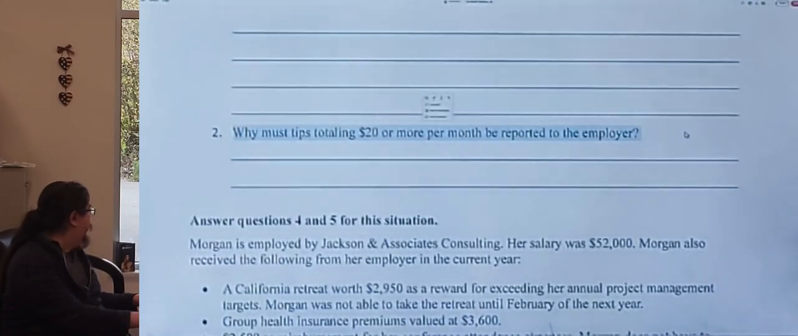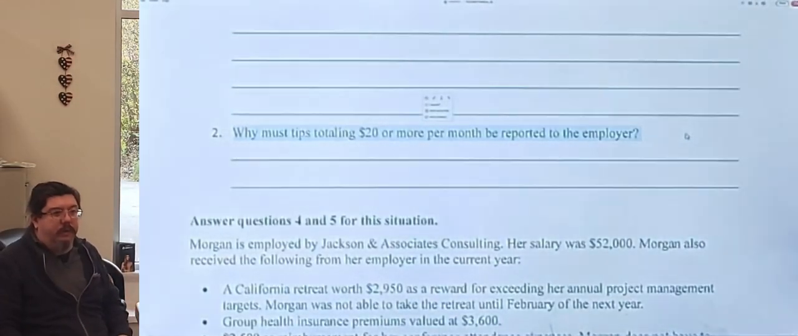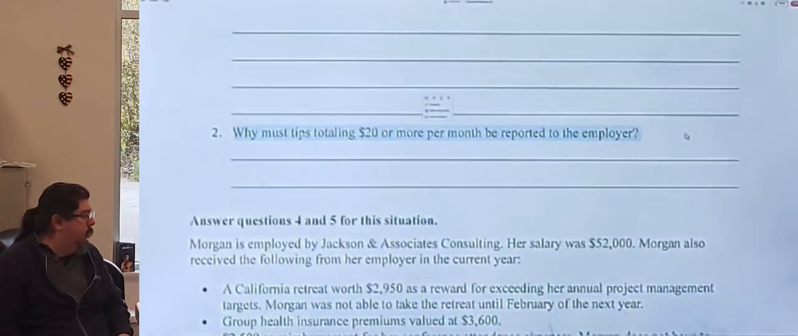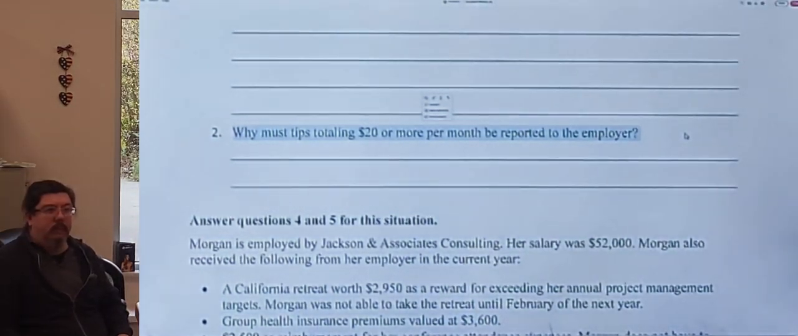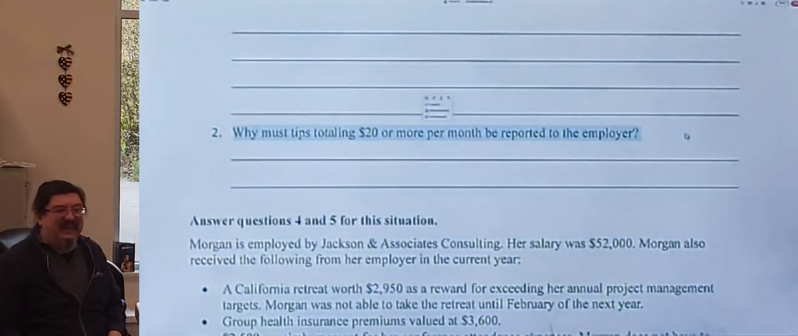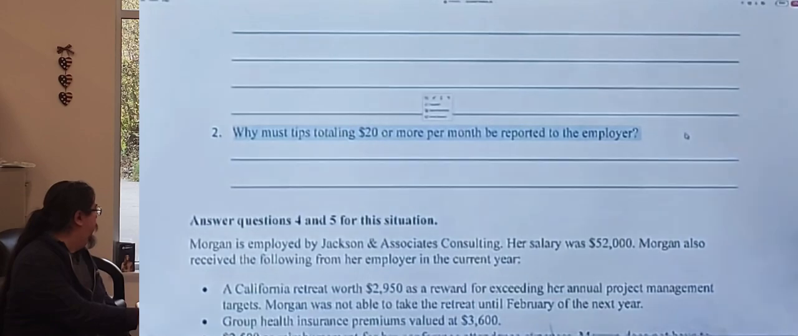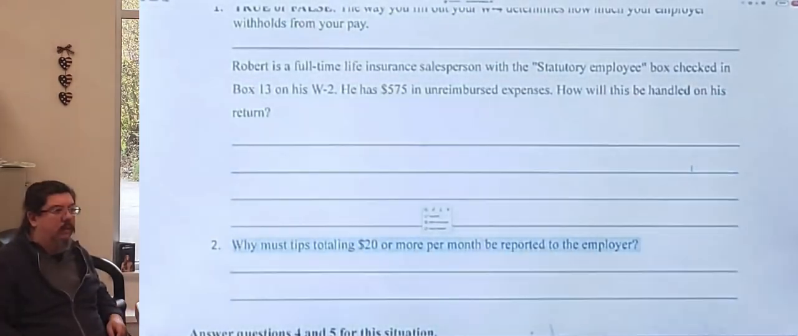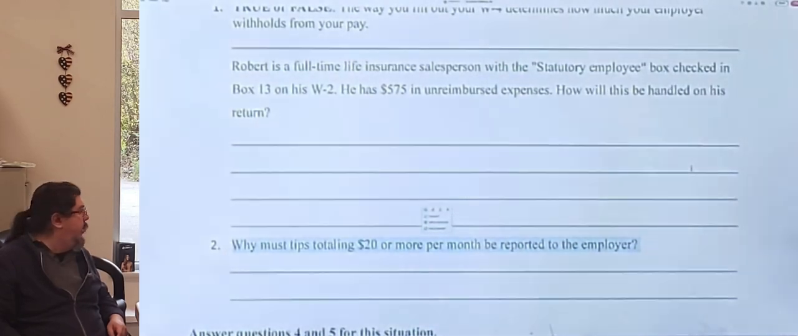Short answer, essay question: why must tips totaling $20 or more be reported to your employer? Pretty much because that's what the law says. That's a good answer. So the one before about Robert is basically that it'll be filled out on Schedule C. That's how we handle it.